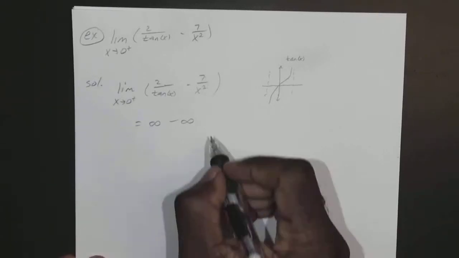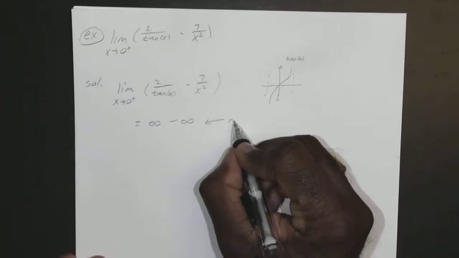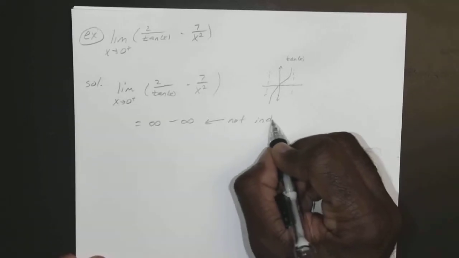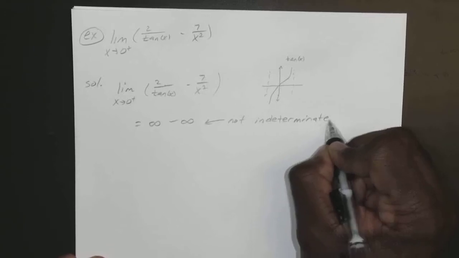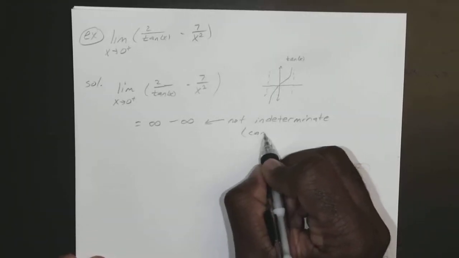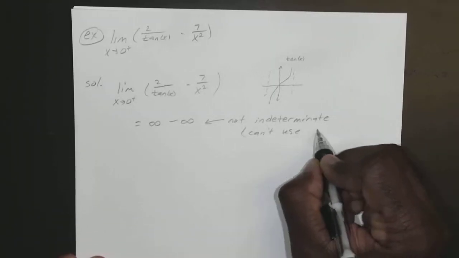Okay, so now you have infinity minus infinity, which is indeterminate. So we can't use L'Hopital's rule.